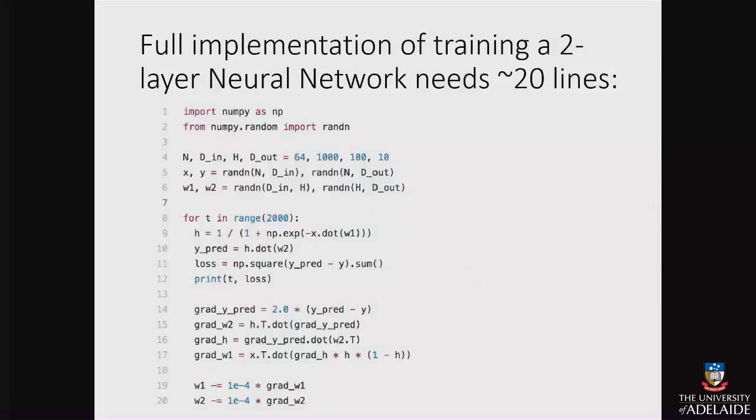So that means the implementation of training a two-layer neural network is super simple. If you write it down in Python, it only needs 20 lines to finish the two-layer neural network.